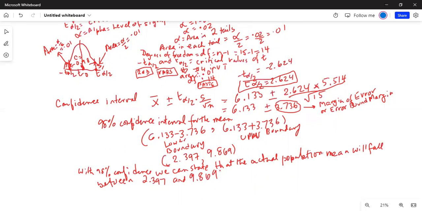Okay, so this is the long way to do it. There's a short way to do it, the short way with the TI-84. We have already entered the data in L1 and we do not know the population standard deviation. So this will be a calculation for T interval. So let me create some more space.